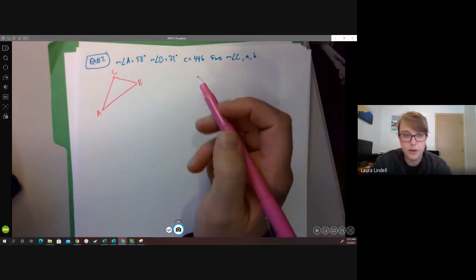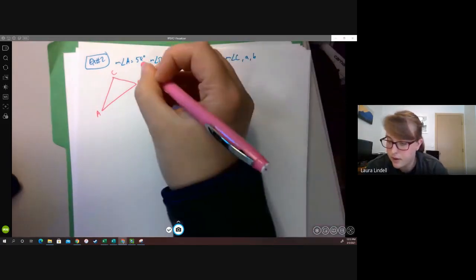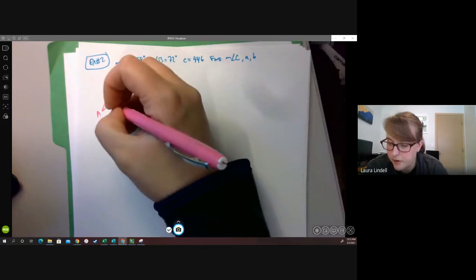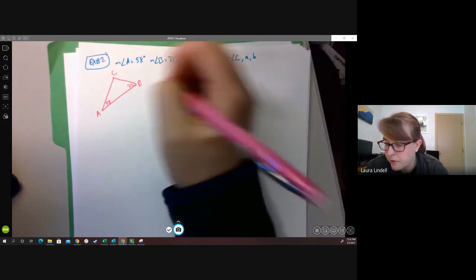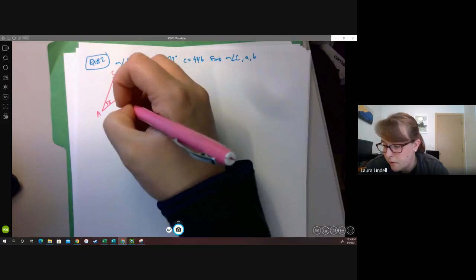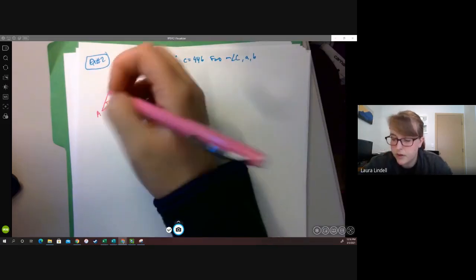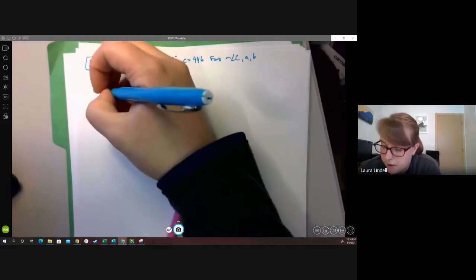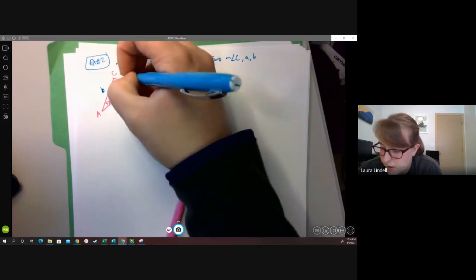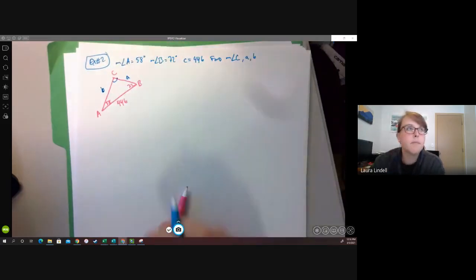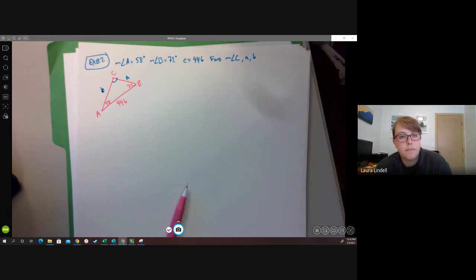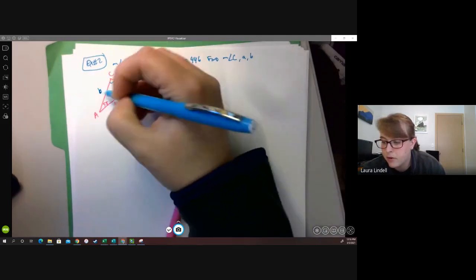But anyways, starting off here, we've got angle A is 58 degrees, angle B is 72 degrees, C is 446. We are looking for B, A, and then angle C. Okay. So on this one, it doesn't look like we have a case of the law of sines because we don't have a matching pair that are across from each other.